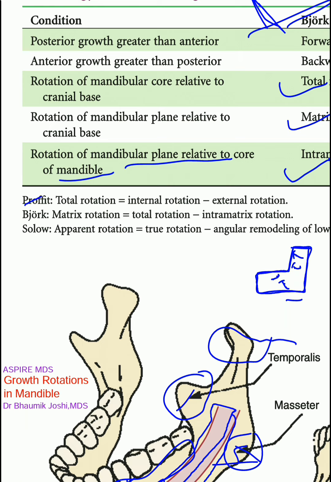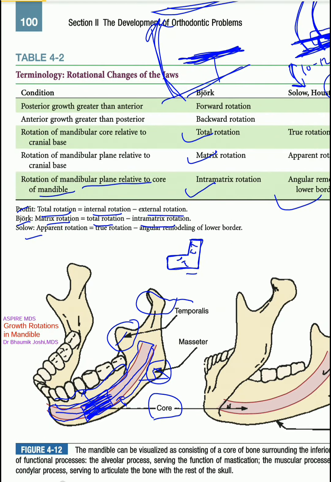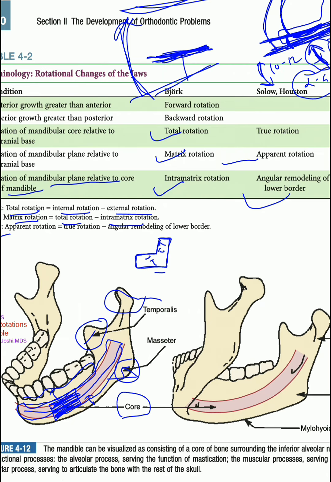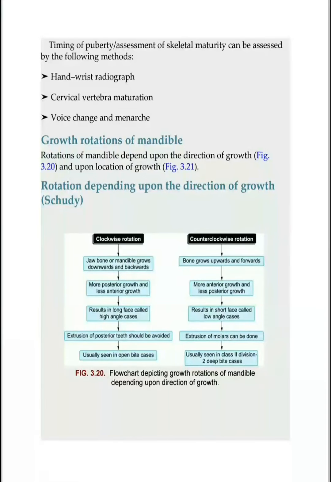So for Profit, total rotation is equal to internal minus external rotation, as we discussed. When it comes to Jork, who gave the classification as matrix and intramatrix rotation, the matrix rotation is equal to total rotation minus intramatrix rotation. And for Solow, according to whom the matrix rotation is equal to apparent rotation, as we saw over here, apparent rotation is equal to true rotation minus the angular remodeling of the lower bone.